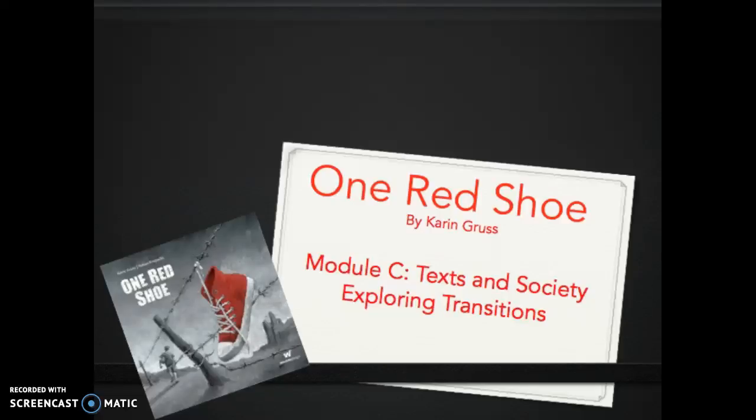Hey guys, I'm here to talk to you about English Standards Module C: Text and Society. I'll be taking you through the related text I've chosen, called One Red Shoe by Karen Goose. This is for those who I'm sure are once again coming up against the same problem of deciding on a related text to complement the prescribed text, A Simple Gift, a verse novel by Steven Herrick.